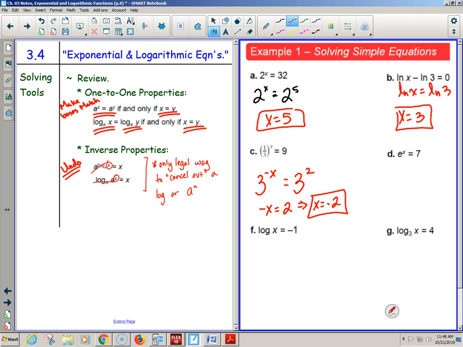Let me zoom in. Can you guys still see? Are we okay? Yeah. I like being able to point over at the properties.